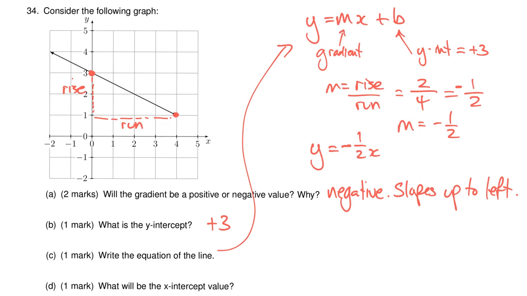And then my y-intercept, which we said was plus 3. That there, folks, is the equation of that line. Y equals negative a half x plus 3. It has a gradient of negative a half and a y-intercept of 3. Awesome. What will be the x-intercept value?